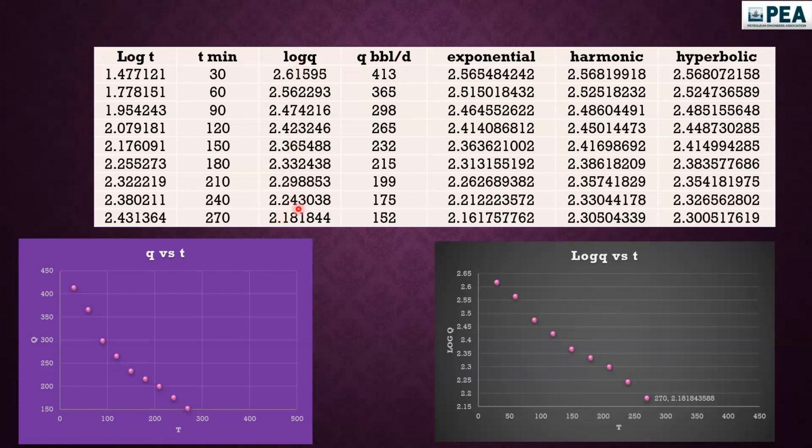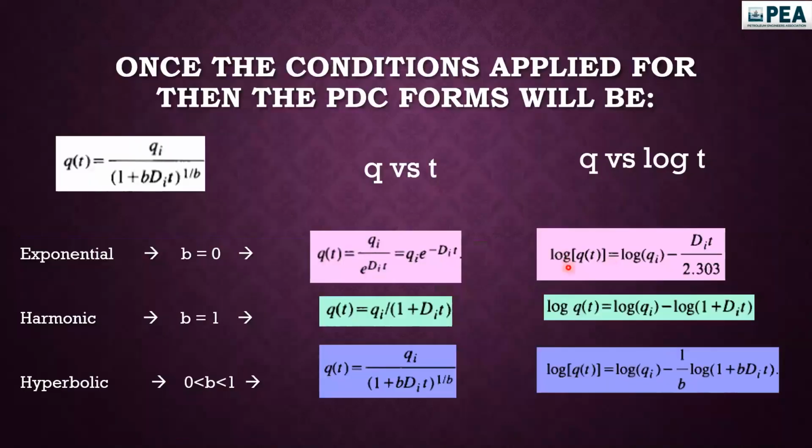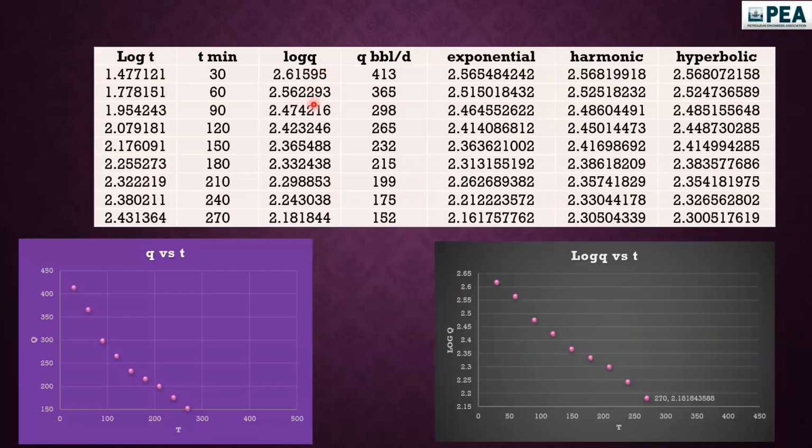Why are we using log values? To get the value of t. If you look here, the equation is in the form of logarithms. That is the reason we are converting that into logs. Once you get into logs, you will be getting the value of t. Once you get the value of t, you will be getting the values of exponential log q, harmonic log q, hyperbolic log q. So these are logarithmic values. But if you anti-log them, you will get the values in the form of barrels per day.